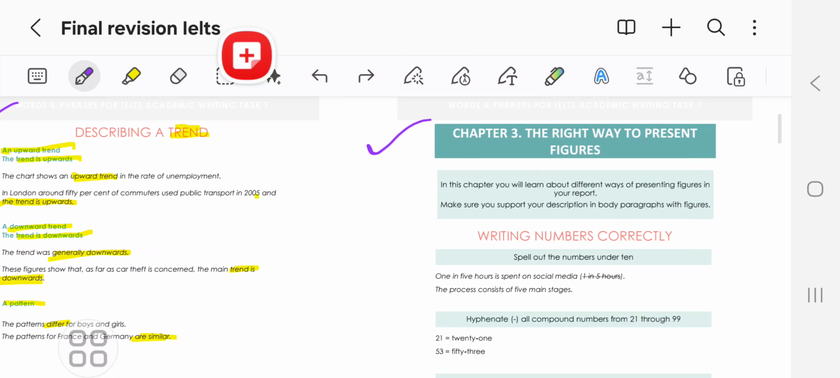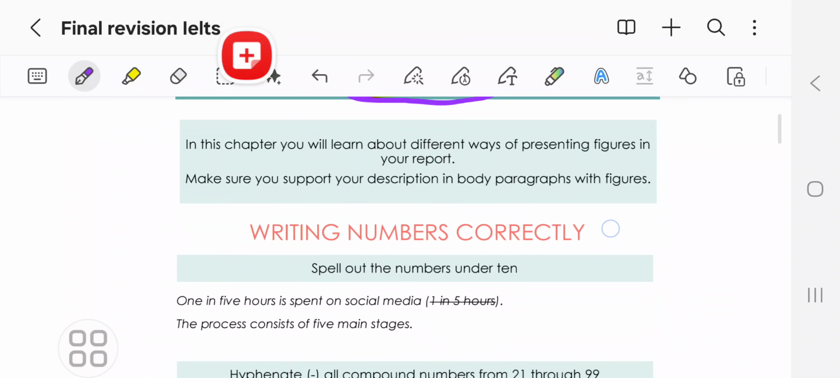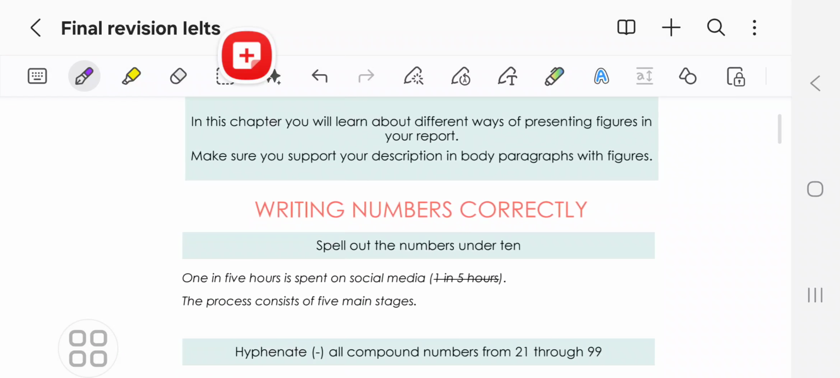Okay, so now let's talk about the right figures and how to talk about the figures, because that is what Task 1 is for. You have to give figures. Without figures it is not going to work. You have to mention figures. In this chapter you will learn different ways of presenting the figures in your report. Make sure that they support the description in the body paragraph. Now, writing the numbers correctly is very important.